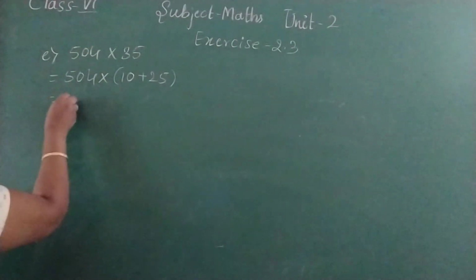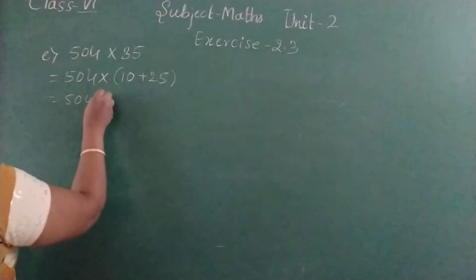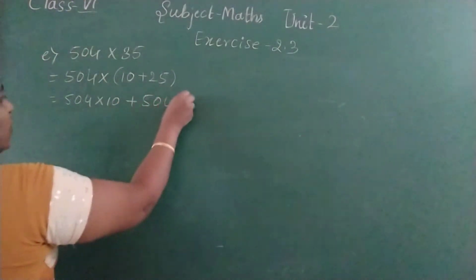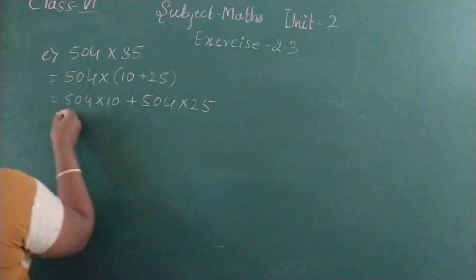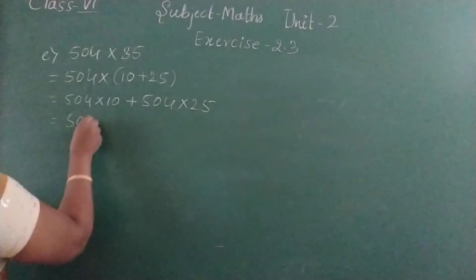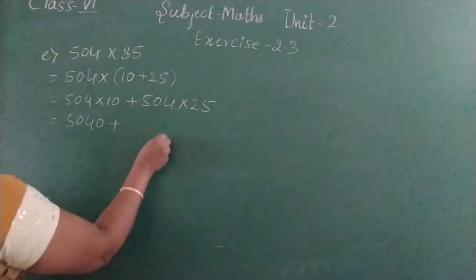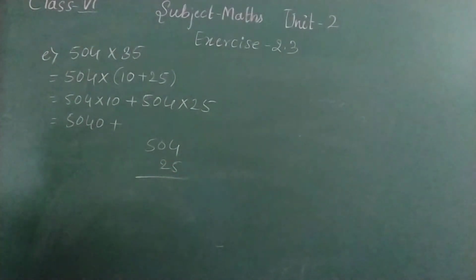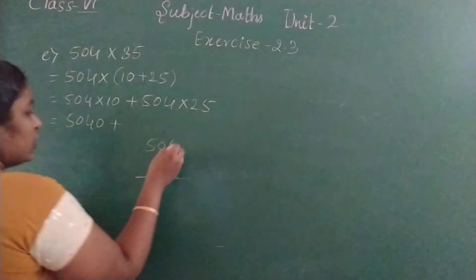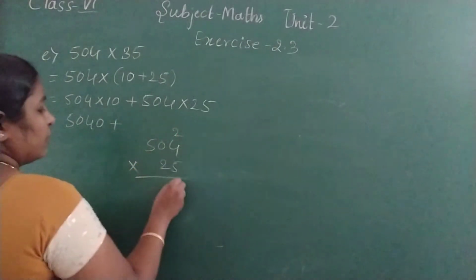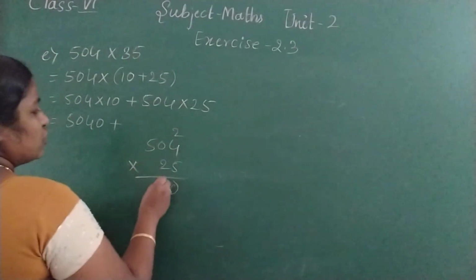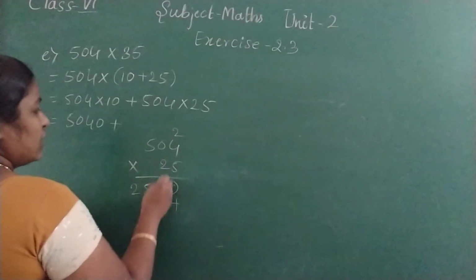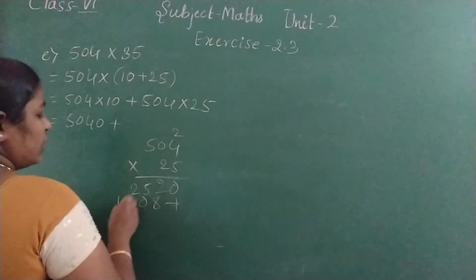So 4 into 10 plus 4 into 25. So this will become 525. Multiplication you will do: 5 fours are 20, 5 zeros are 0, 2 fives are 10, 2 fours are 8, 2 zeros are 0, 5 twos are 10.